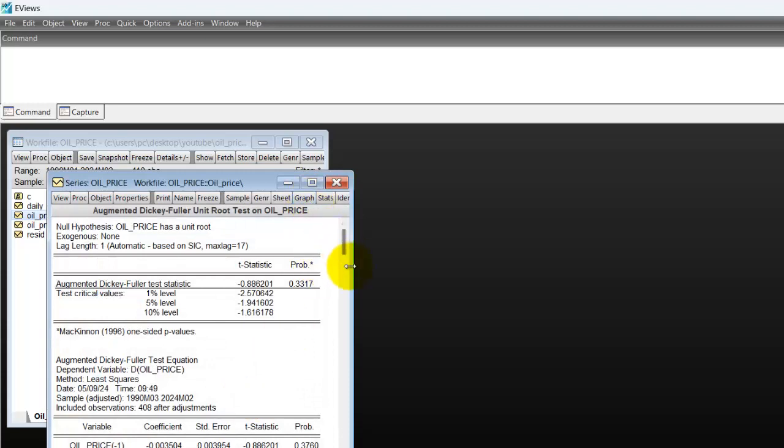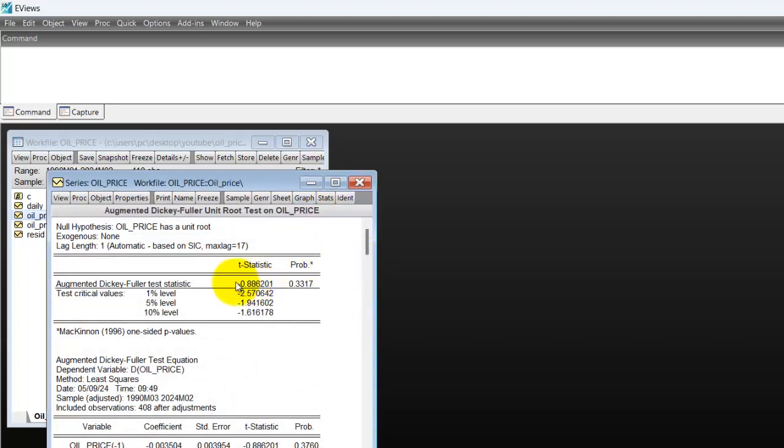Here we have our results. Take note that the decision rule for ADF is that you reject the null hypothesis. You can see the null hypothesis here, oil price has a unit root. That is the null hypothesis. So the alternate hypothesis is what? Oil price is stationary. And the decision rule is that you reject the null hypothesis and conclude that the series, in this case oil price, is stationary if what?